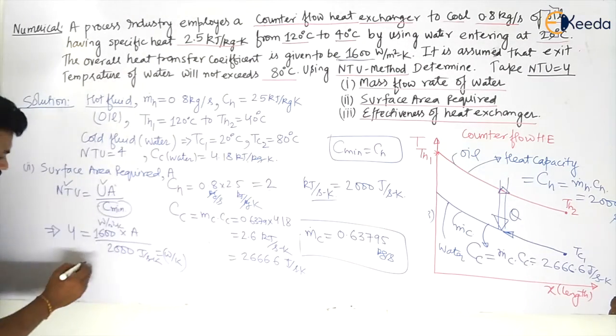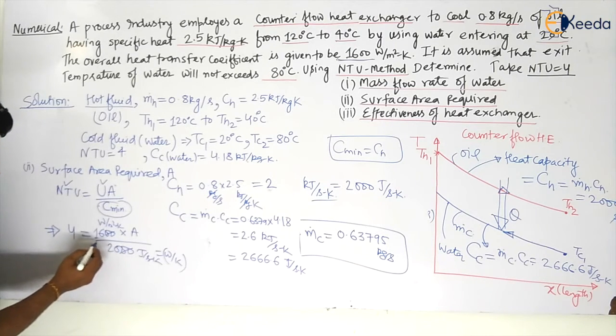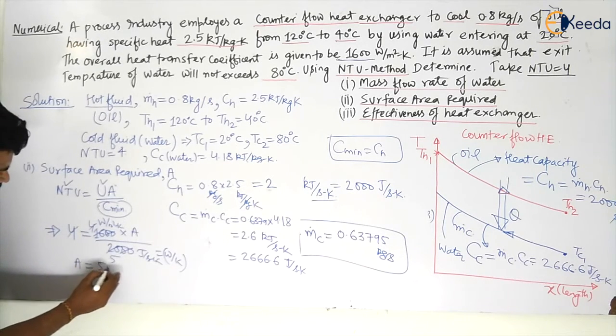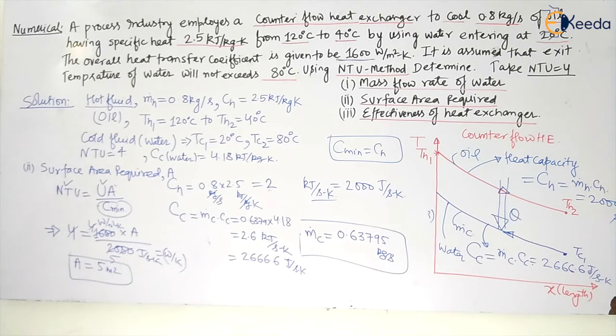So let us see. The area will be given by 4 times 5, so your area will be equal to 5 meter square, my dear students. So area will be equal to 5 meter square. Can we calculate the second question?